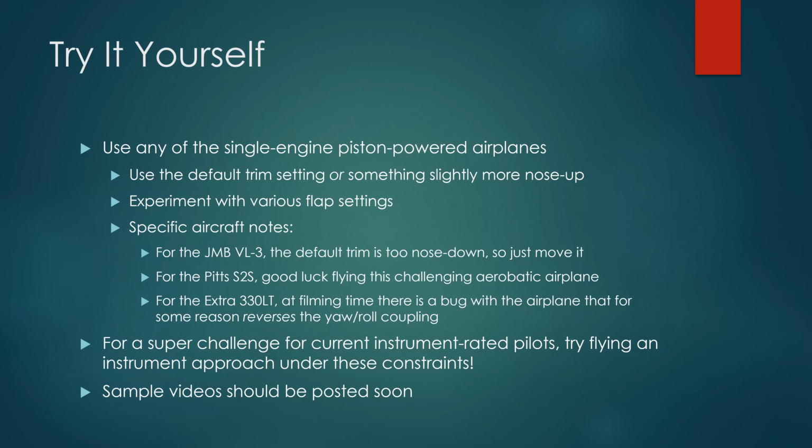And for what it's worth, the Extra 330 LT, another aerobatic airplane, at the time I've been testing this, and at the time I'm filming this now, there's a bug with the airplane. For some reason the yaw roll coupling is reversed. In other words, if you hit left rudder, the airplane rolls right, it's backwards. That's got to be a bug in the software. There's no real world physical way that would happen.